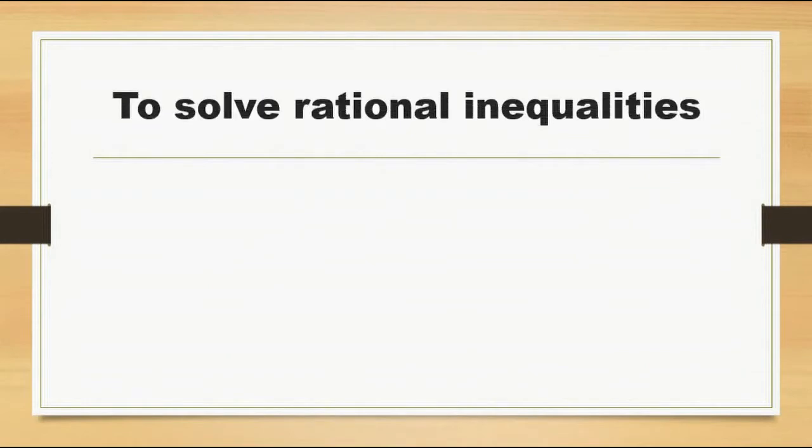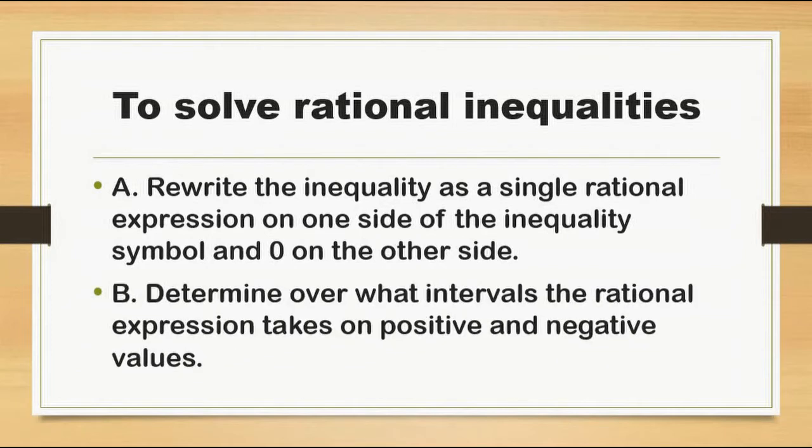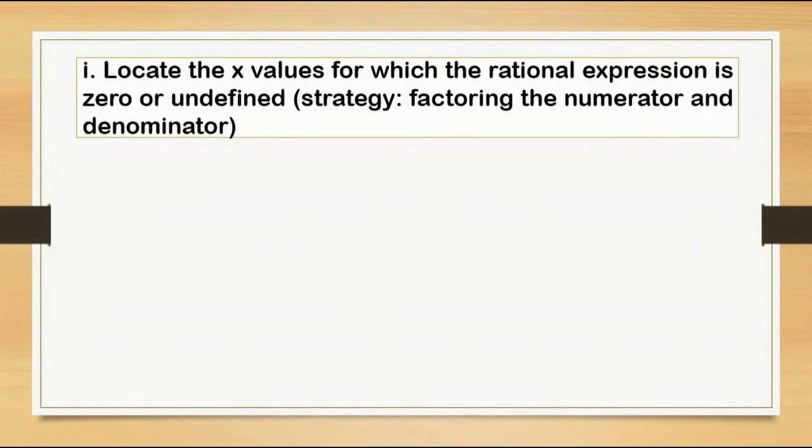To solve rational inequalities, A: rewrite the inequality as a single rational expression on one side of the inequality symbol and 0 on the other side. B: determine over what intervals the rational expression takes on positive and negative values. First, locate the x values for which the rational expression is 0 or undefined. Strategy: factoring the numerator and denominator.